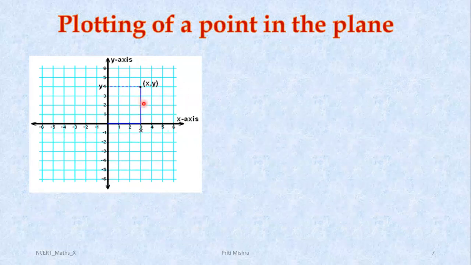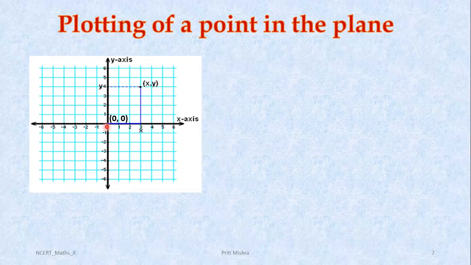So if we have to plot this point on the Cartesian plane, then we have to move x units along the x-axis. Suppose here we have x units, and y units along the y-axis. From the point where we have x units on the x-axis, we drop a perpendicular in the upward direction, and from the point where we have y units on the y-axis, we drop a perpendicular in the horizontal direction. Where these two perpendiculars intersect each other, that point is our desired point (x, y).